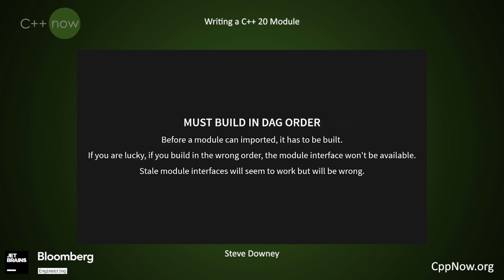The other big issue is you have to build in the DAG order. Before a module can be imported, it has to be built. If you're lucky, if you get this wrong, it'll be built in the wrong order and the module interface won't be available. Otherwise, you'll be unlucky and you'll have a stale module interface and things will seem to work, but will still be wrong. This will manifest in various things. I changed that, but why doesn't the importer see the new definition? It should have broken. And then you'll compile again and now it will work.